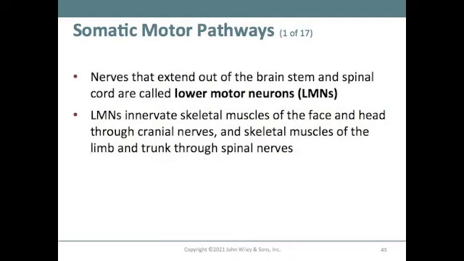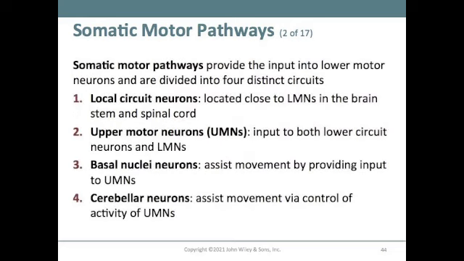Moving on to the next slide, neural circuits in the brain and spinal cord orchestrate all voluntary movements. Ultimately, all excitatory and inhibitory signals that control movement converge on motor neurons that extend out of the brainstem and spinal cord to innervate the skeletal muscles in the body. These neurons are known as the lower motor neurons because they have their cell bodies in the lower parts of the central nervous system.